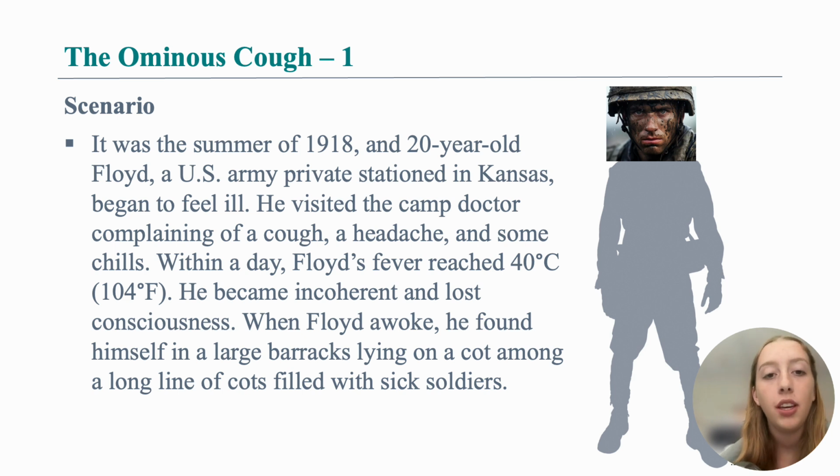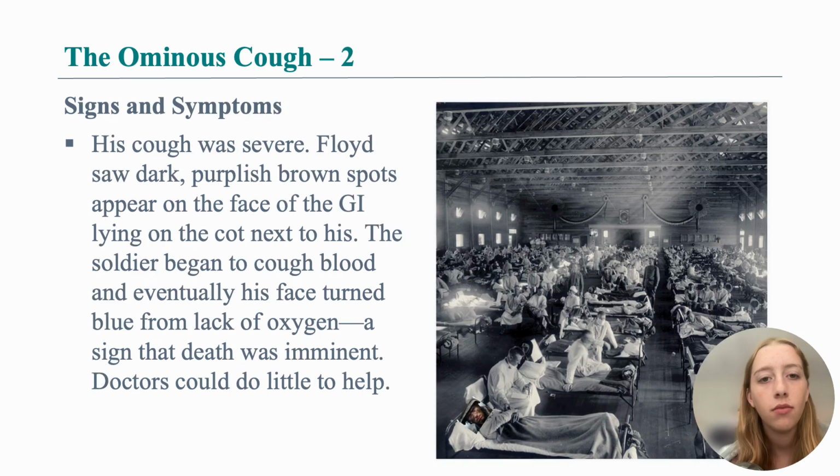When Floyd awoke, he found himself in a large barracks, lying on a cot among a long line of cots filled with sick soldiers. His cough was severe. Floyd saw dark purplish-brown spots appear on the face of the GI lying on the cot next to his. The soldier began to cough blood, and eventually his face turned blue from lack of oxygen, a sign that death was imminent. Doctors could do little to help. There's Floyd right there.